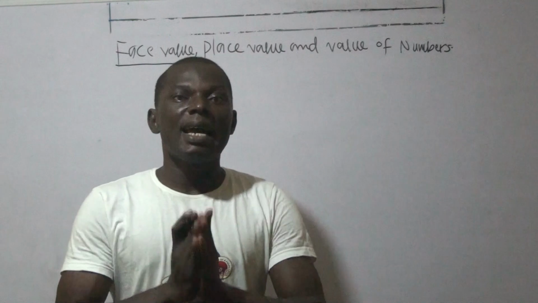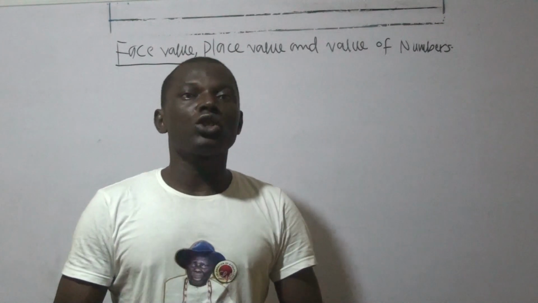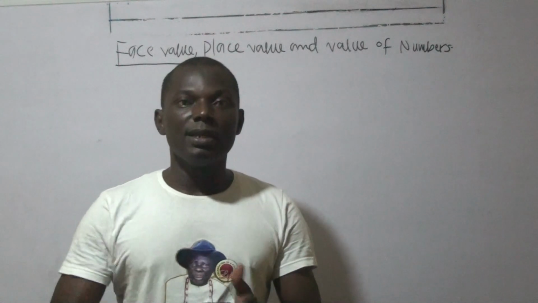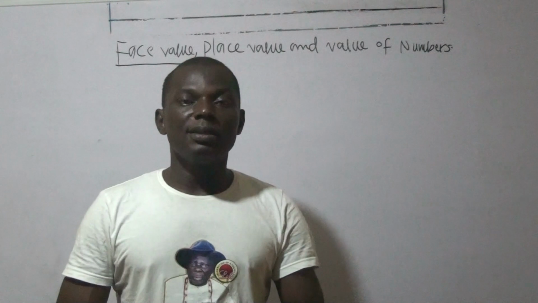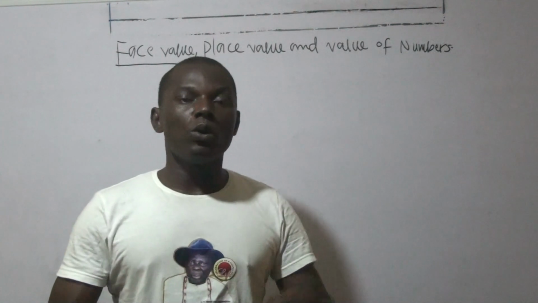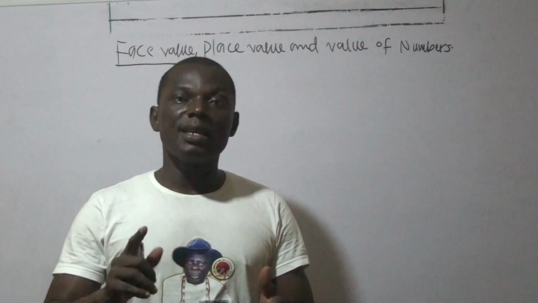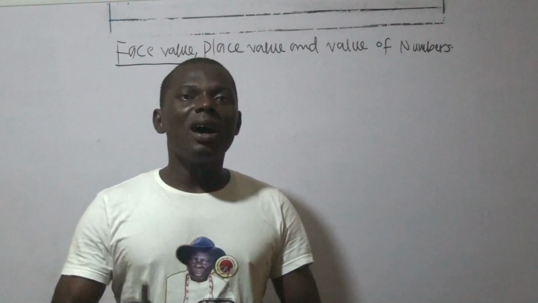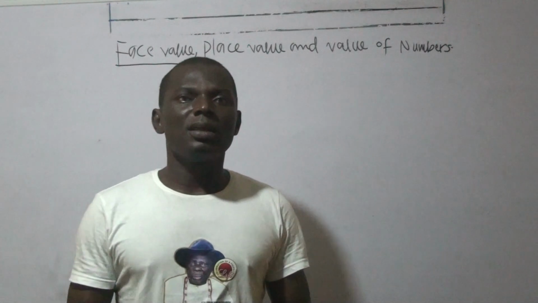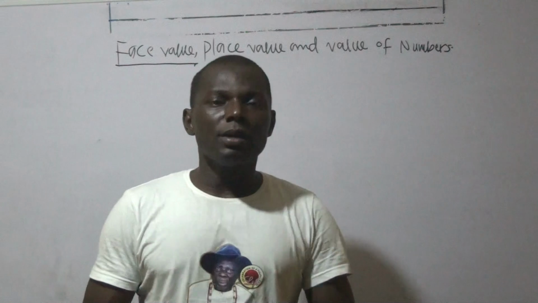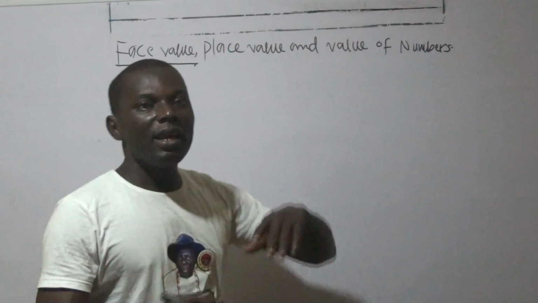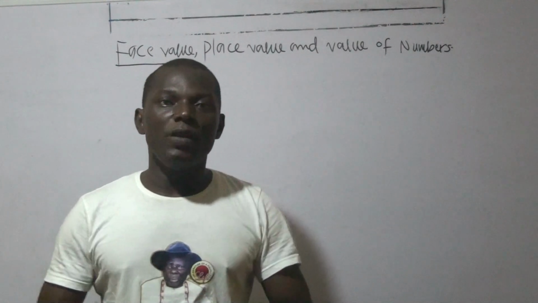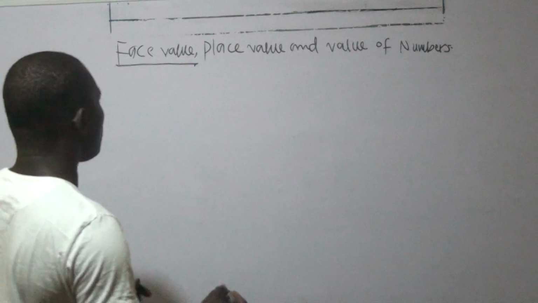If I ask what the place value of a number is, the number itself is completely excluded. We're just asked to tell the position the number is standing, whether it is units, tens, hundreds, thousands, tens of thousands, hundreds of thousands for whole numbers. For decimal numbers, is it tenths, hundredths, thousandths, and so on? But the value of any number is essentially the product of the face value and the position of the number. Now let's go with an illustration.